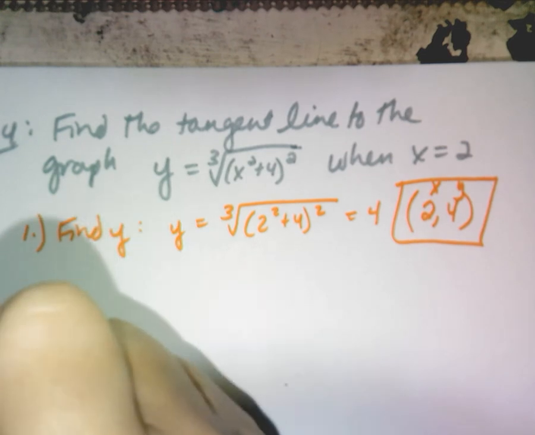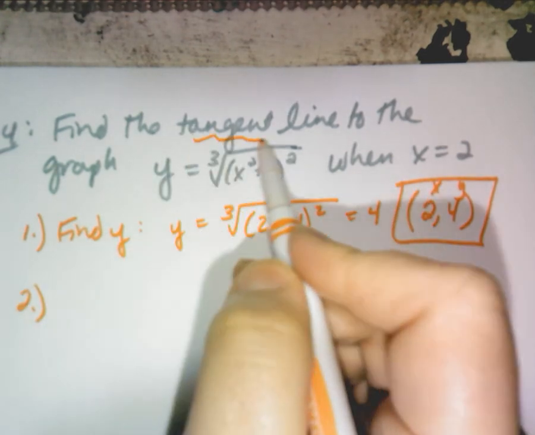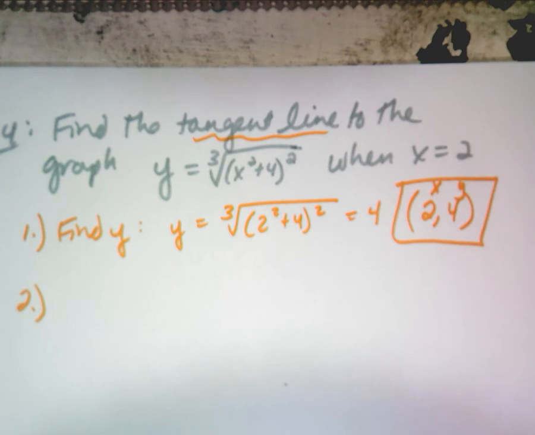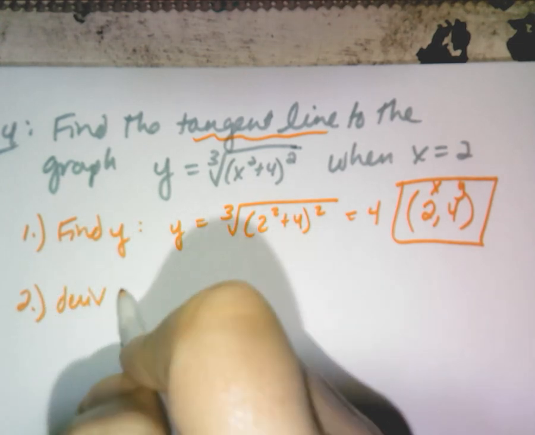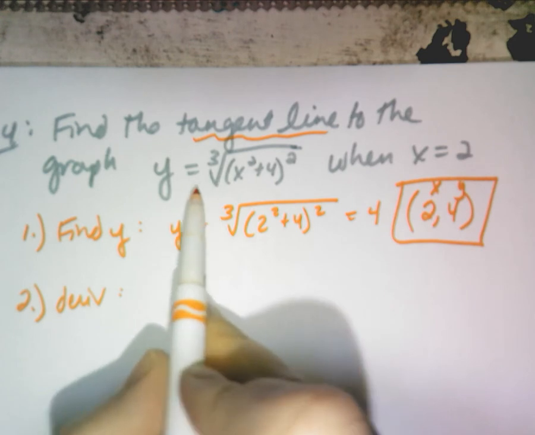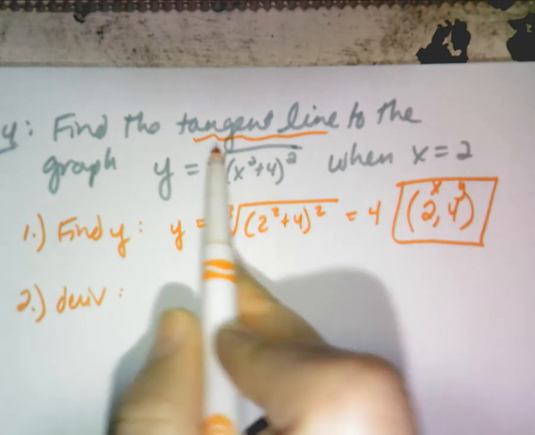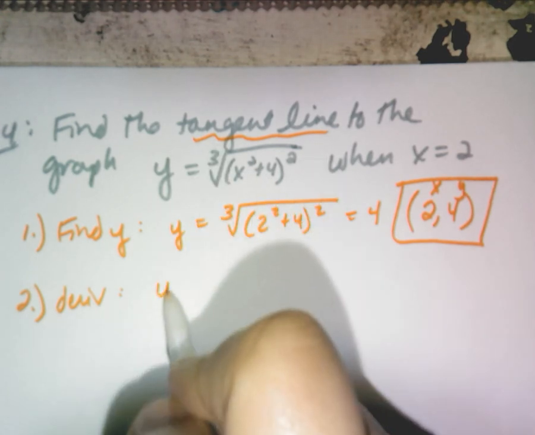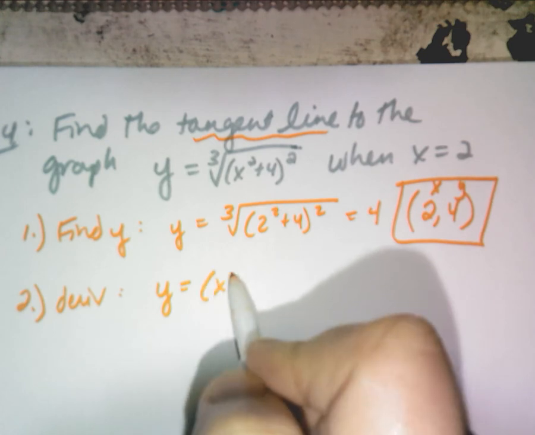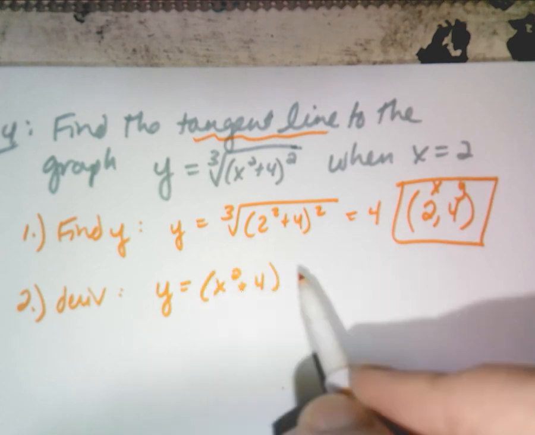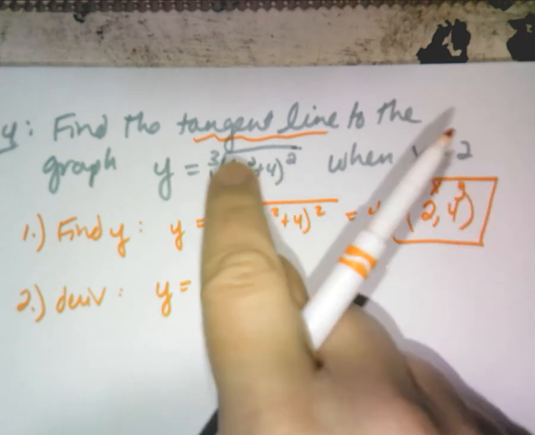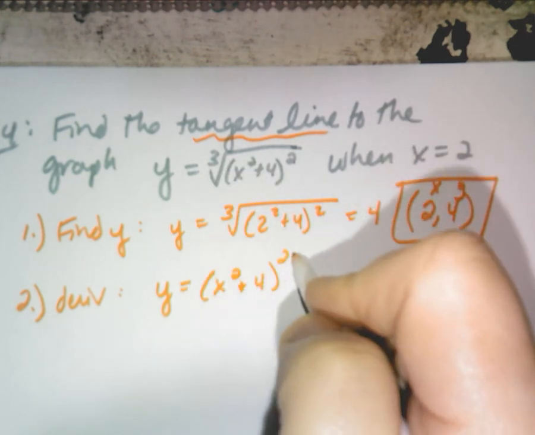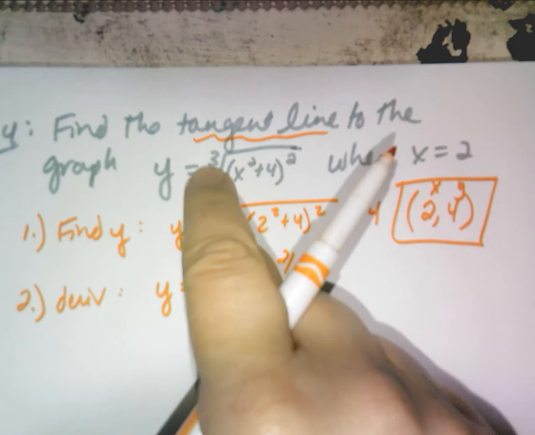Step number 2, since we're finding the tangent line, we need a slope. We have a point, we need a slope, so we need to take the derivative. First things first, when you see a root symbol, you need to rewrite it as a fractional power. So this would be to the what power? 2/3. There's a 2 here, 3 there.